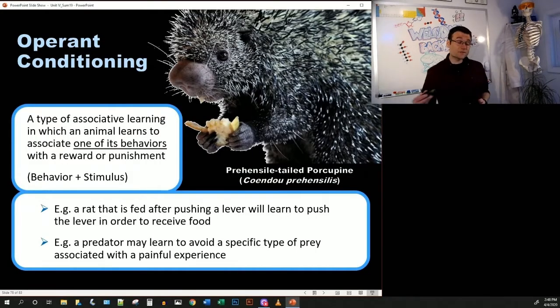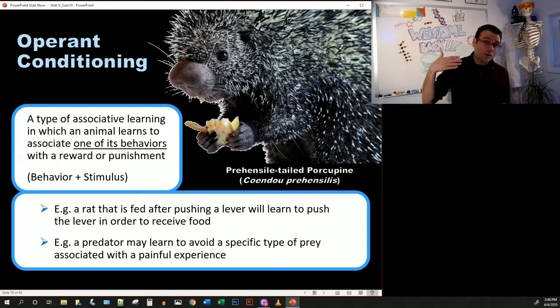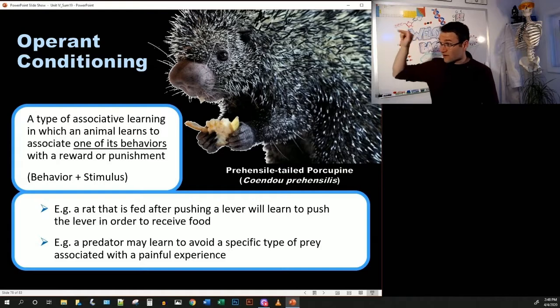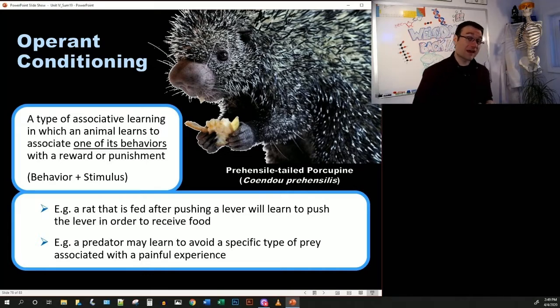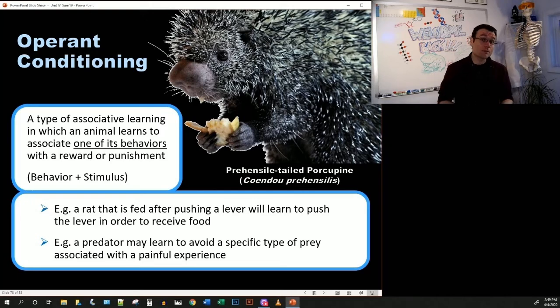Operant conditioning is a different kind of associative learning. In operant conditioning, an animal is going to pair one of its own behaviors with reward or punishment, not an arbitrary stimulus, one of its own behaviors. So for instance, if you have a predator that's hunting for meat and it sees this porcupine out there, it might try to eat him. But then it's going to get a face full of needles as a result. And that's probably going to disincentivize that predator from trying to eat a porcupine again.